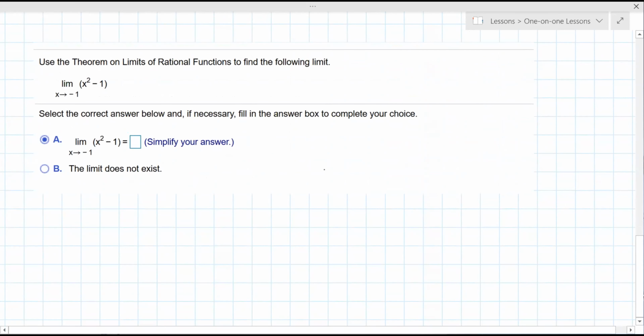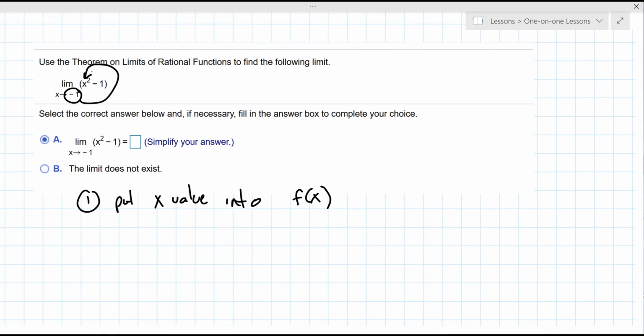Use the theorem of limits of rational functions to find the following. So it's always a first starting point to just put the x value into the function there. So you just take this -1 and you put it in there. You always just try that, and maybe it works. If it works, you're done. If it doesn't work, you may have to do something else, but you should at least try it first. Okay. All right, so then we just have the -1 squared minus 1. -1 squared minus 1. 0. Yes.